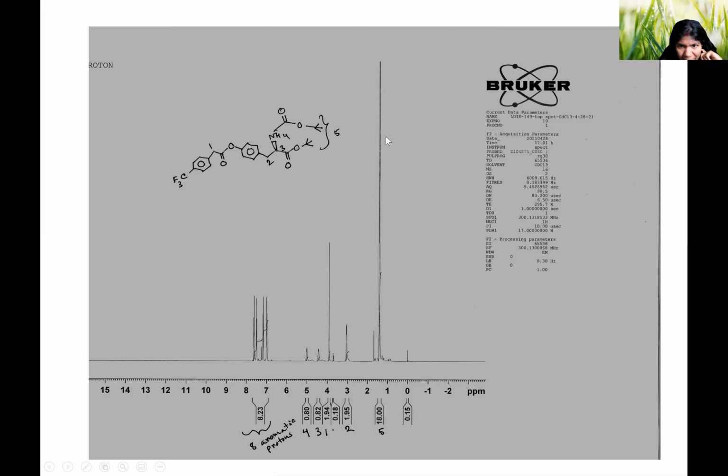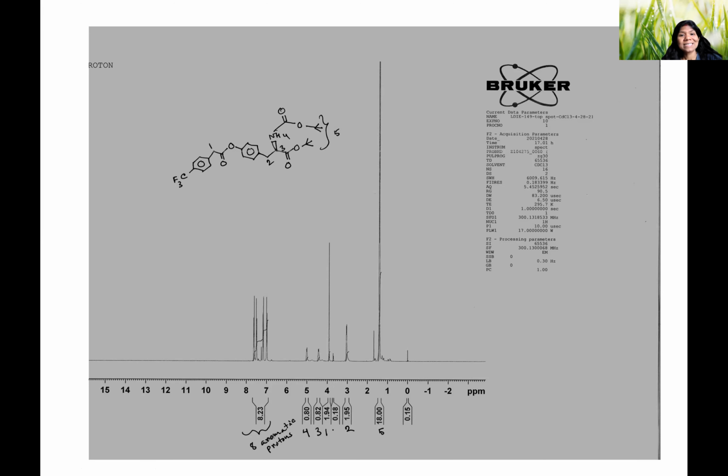So you see this big peak. So this is for 18 protons. So it perfectly matches with our prediction NMR. Okay, now let's check the aromatic protons. So this region 6 to 8, so they are for aromatic protons. You see, I have integrated it together. So this says 8.23, that means 8 aromatic protons. And also in our prediction NMR, we had 8 aromatic protons, 1, 2, 3, 4, 5, 6, 7, 8. Okay, so this perfectly matches with our prediction NMR.